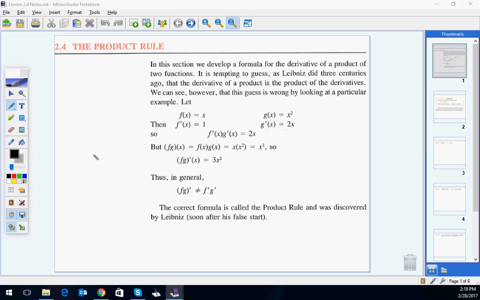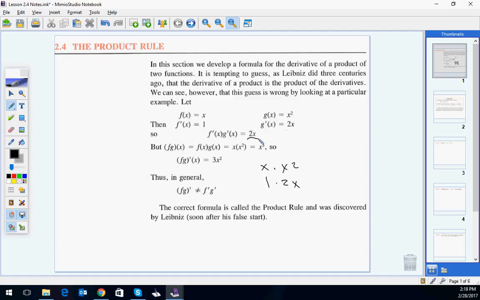It's tempting to guess. If f of x is x and g of x is x squared, we know that x times x squared is x cubed, right? But if we do them separately, just simply, what's the derivative of x? 1. What's the derivative of x squared? Well, that's not the right answer, right? Is that the right answer or not?